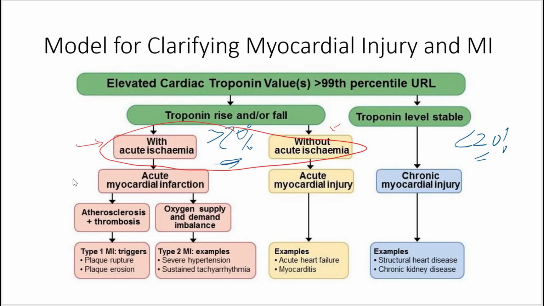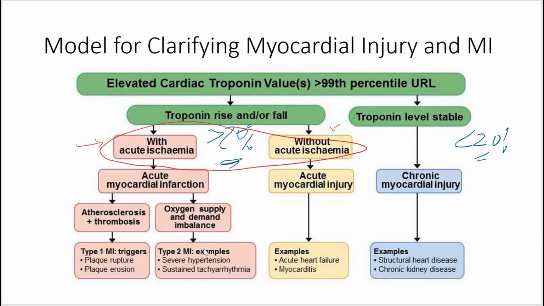If there is acute ischemia, then it progresses to acute myocardial infarction. And there are two types, type 1 MI versus type 2 MI. Type 1 MI is by atherosclerosis plus thrombosis, and that is due to plaque rupture or plaque erosion, and this pretty much occludes the whole coronary artery.